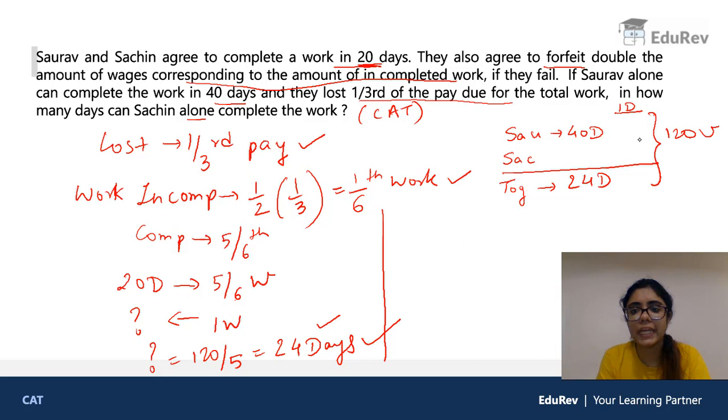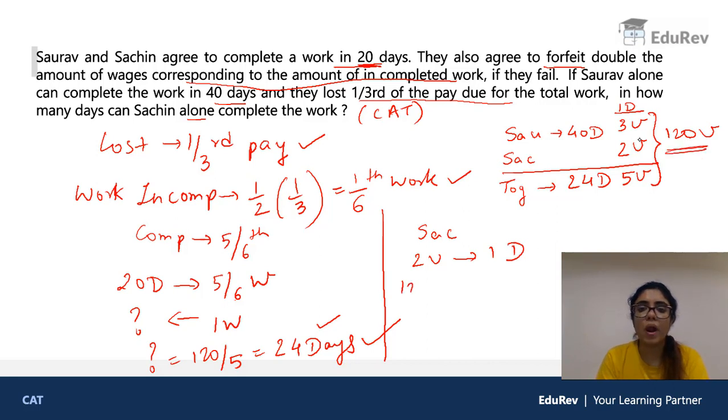Now, if I talk about one day, 40 days में 120 units Saurav does. So one day में he will do 3 units because 40 times 3 is 120. Together 24 days में 120 होता है. So can I say one day में these guys will do 5 units. Saurav is doing 3. Together 5 is done. So can I say Sachin will do 2 units in a day. So if Sachin does 2 units in one day, he has to do 120 units. So that will take him 60 days. So 60 days is your answer because he will take 60 days to complete the work by himself.